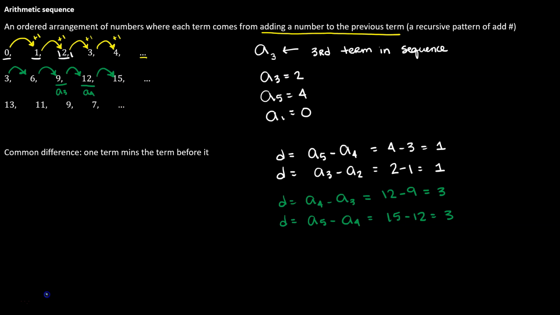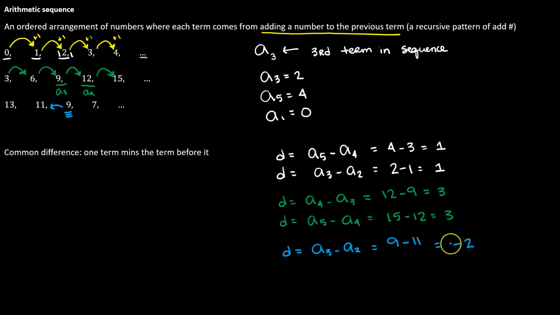Let's look at the last sequence. 13, 11, 9, 7. To calculate a common difference here, let's pick any two terms, like A3 minus A2. That would be 9 minus 11. Now, it's really important to keep the order correct. A3 is further on down the sequence, so I need the 9 to be first, and then subtract the term before it. So 9 minus 11, that leaves us with -2.